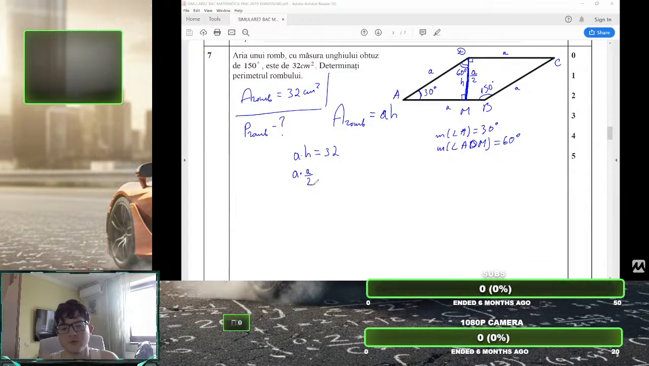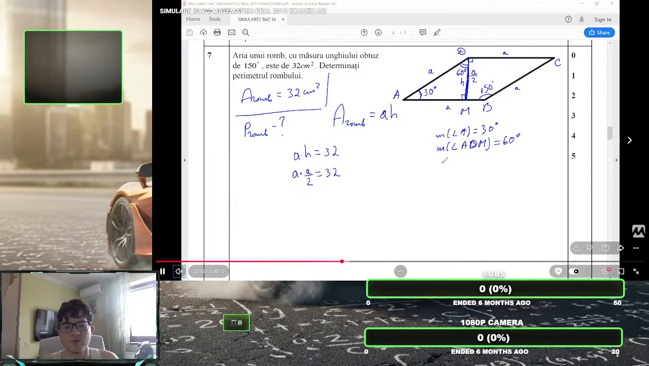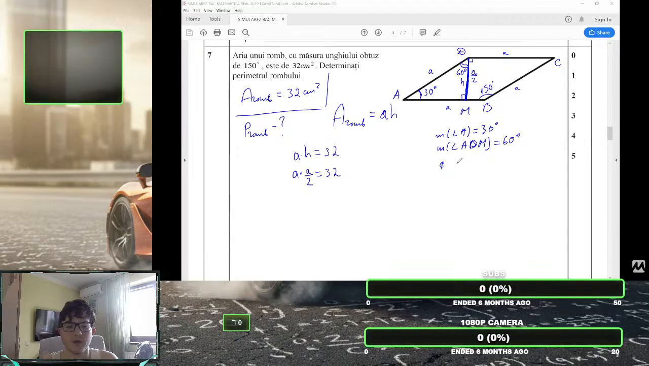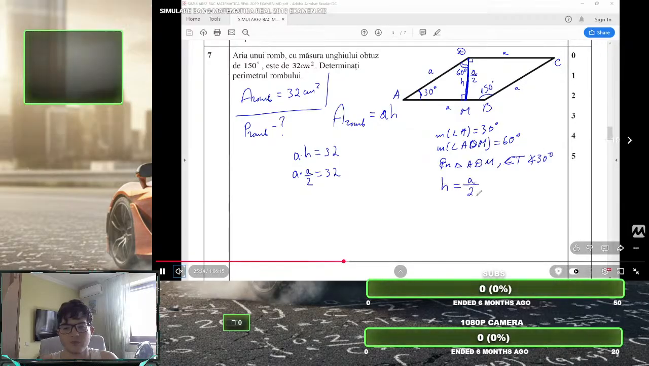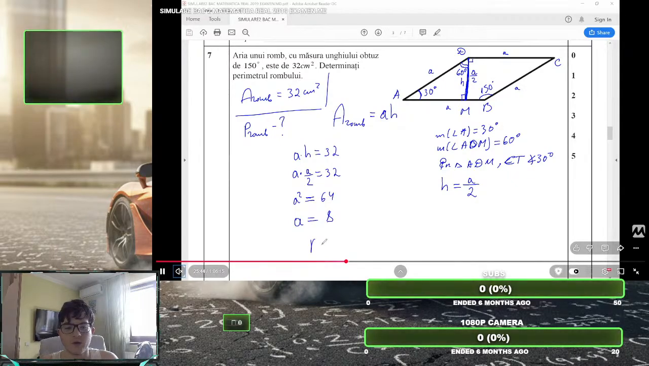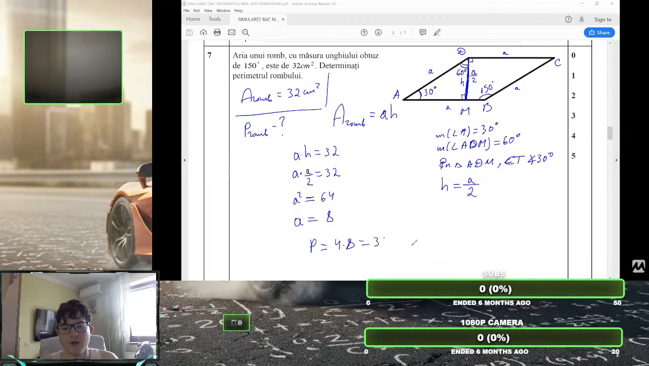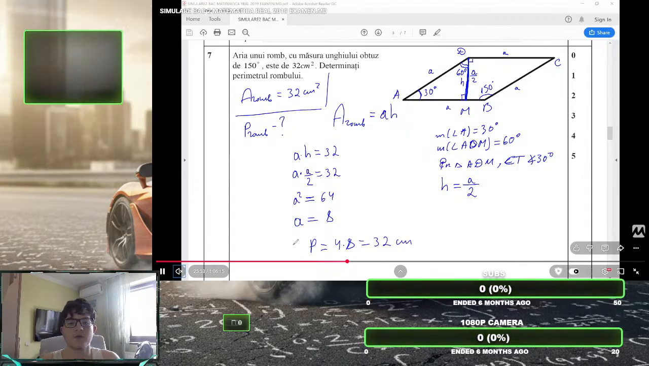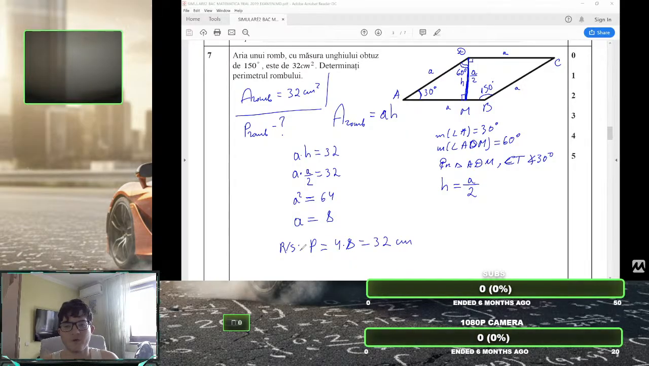So that's that, and that's 32. When we plug in the height, and we will get 2a divided by 2 is 32, so basically a is 32. So that's how it's written. Oh, actually it's not 2a because it's times, so a power of 2 equals 64, so a is 8. So we got the height is 8. A is half that, which is 4, so 4√2 centimeters. We got the perimeter right here.